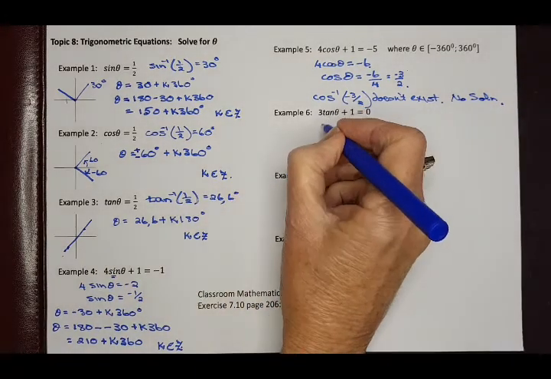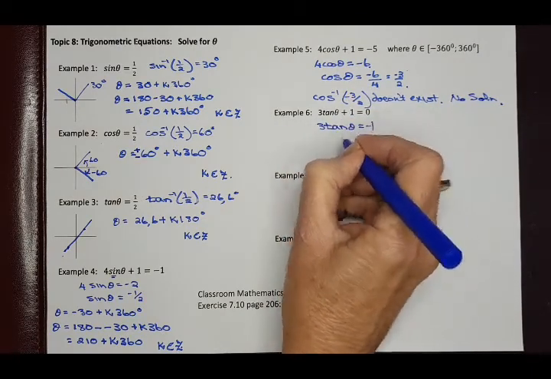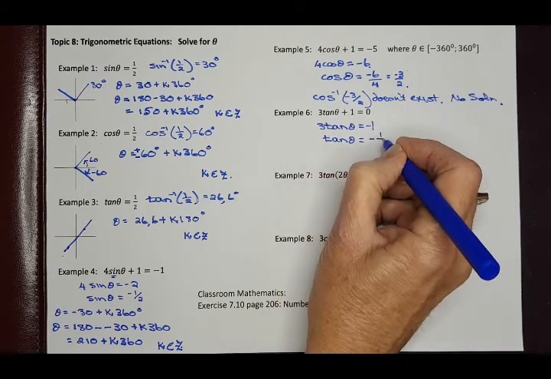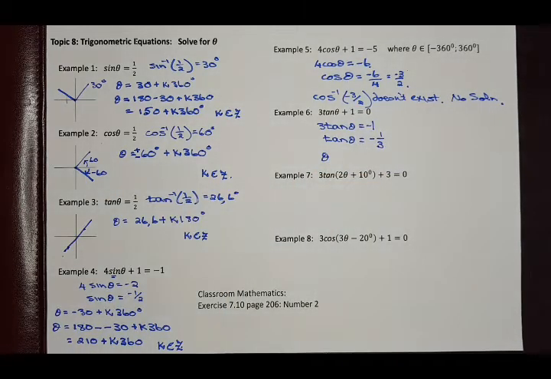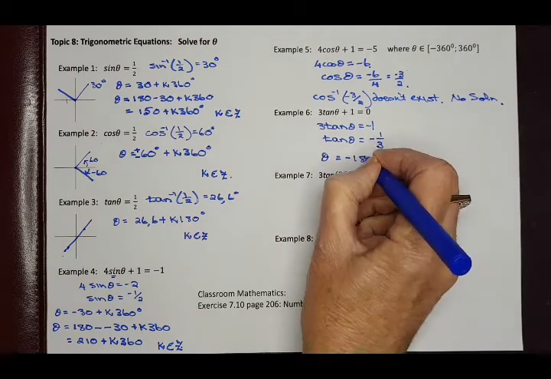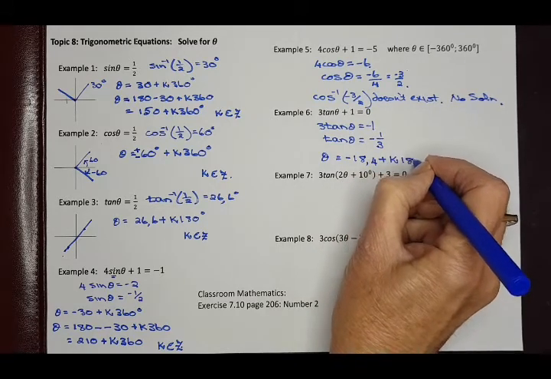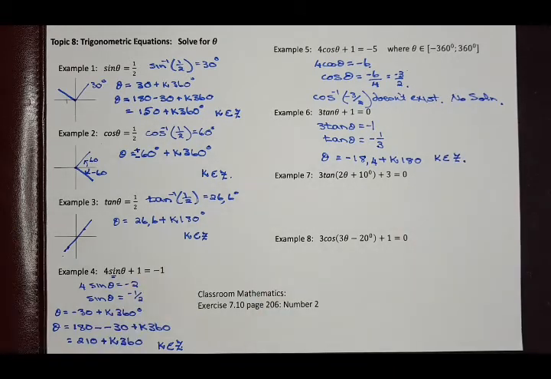This example over here, we would have 3 tan theta is equal to minus 1. So tan theta equals minus 1 over 3. If you take arc tan of minus 1 divided by 3, your answer becomes minus 18,4 plus k 180, where k is an element of the set of integers.